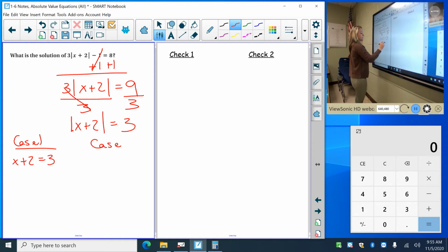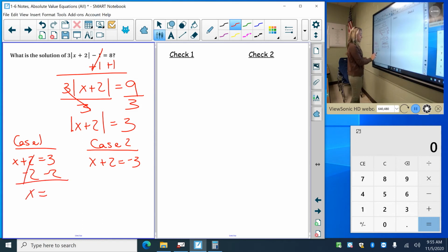Case 2, x plus 2 equals negative 3. If I can get that inside to equal 3 or negative 3, this equation will work. So subtract 2, x equals 1. Subtract 2, x equals negative 5.